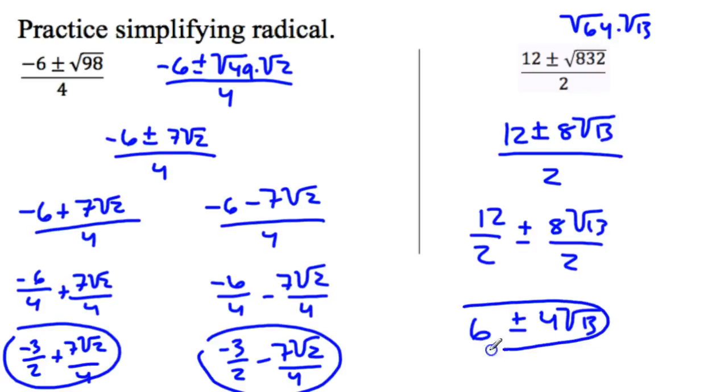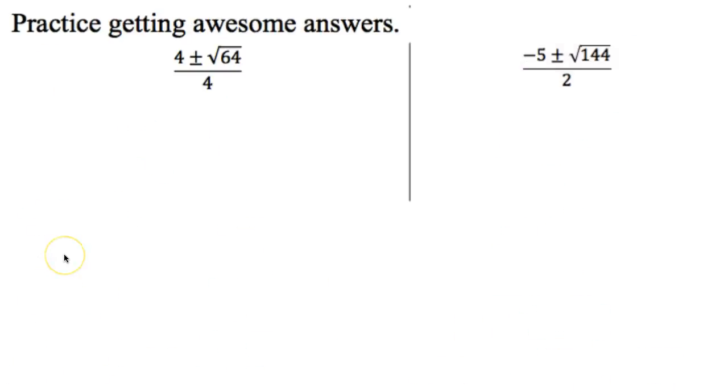This is an answer. If you want, you could break it into two different parts: 6 plus 4 radical 13, and 6 minus 4 radical 13. Sometimes when you do these problems, you get an awesome answer, right? These are going to be awesome answers. So I'm looking at this. Okay, square root of 64. I know what that is. That is 8. 8 times 8 is 64. So this is really 4 plus or minus, instead of square root of 64, 8 divided by 4.